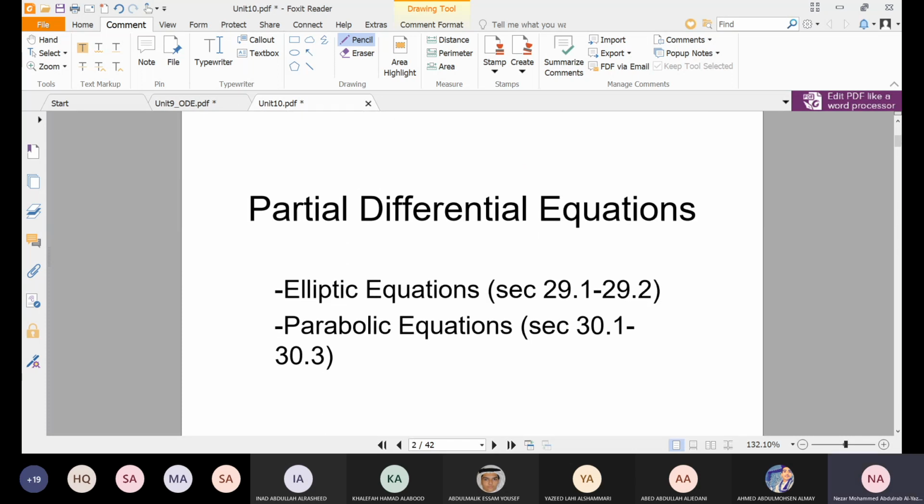Okay, so in partial differential equations, this will be chapter 29 from the textbook, and we'll also talk about elliptic equations and parabolic equations, and how we solve them using finite divided difference, either central divided difference or forward divided difference.